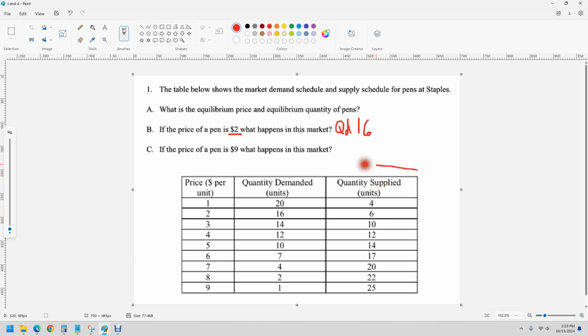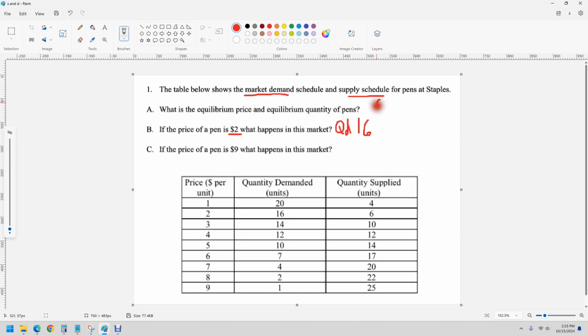Now this part, this is quantity supplied and price. So that's known as a supply schedule. They're both on the same table. That's what they've got here. Market demand, market supply schedule.